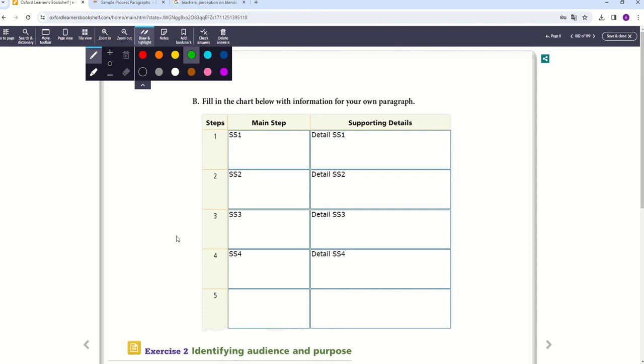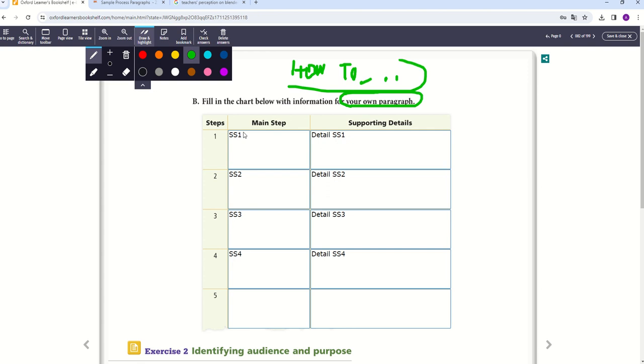All right, this one. Now start writing. It is just like a mind map. This is, you need to think about your own paragraph on how to... blah blah blah. How to what?